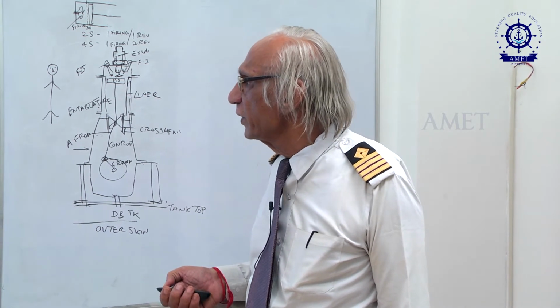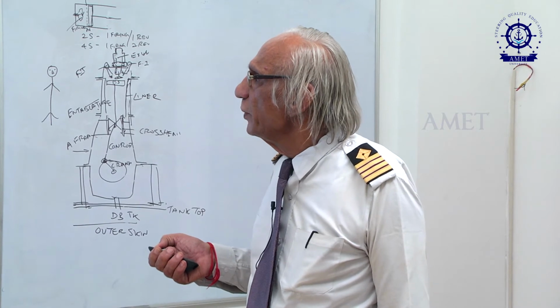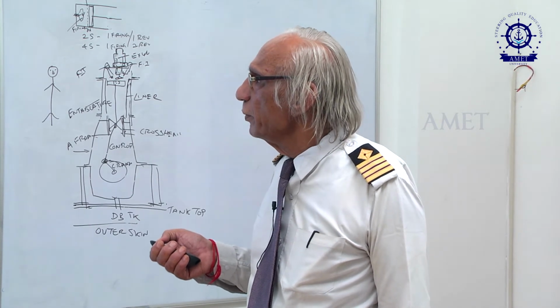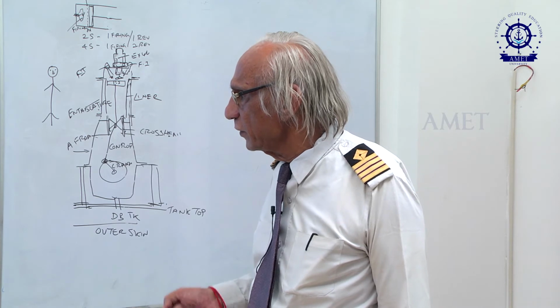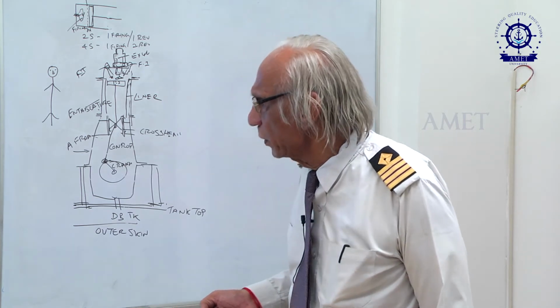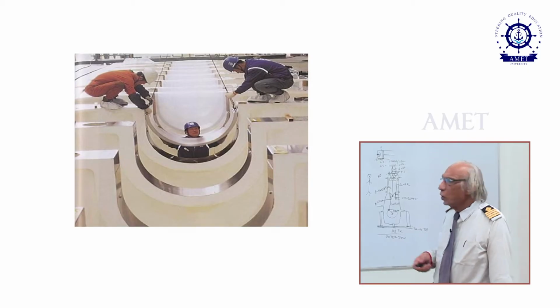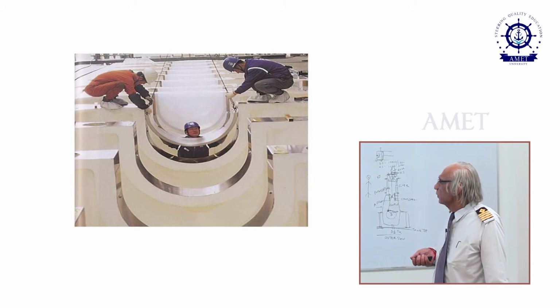This is called the main bearing saddle, on which one half of the main bearing is resting. On top of the main bearing you have the crankshaft. This is the center line of the crankshaft connected to the propeller. This is how a modern bed plate will look.